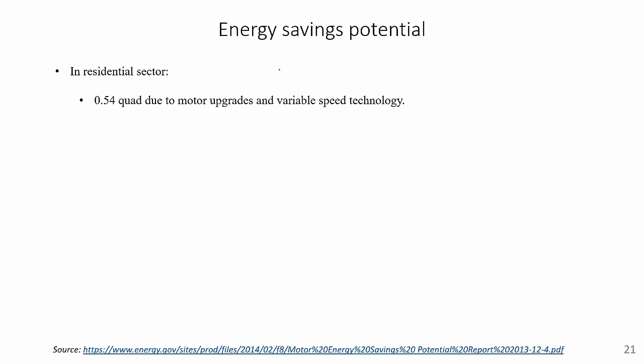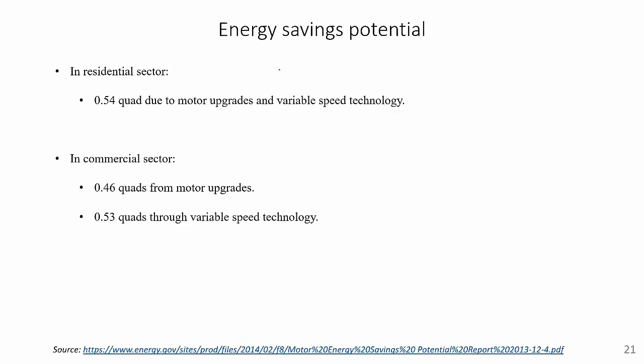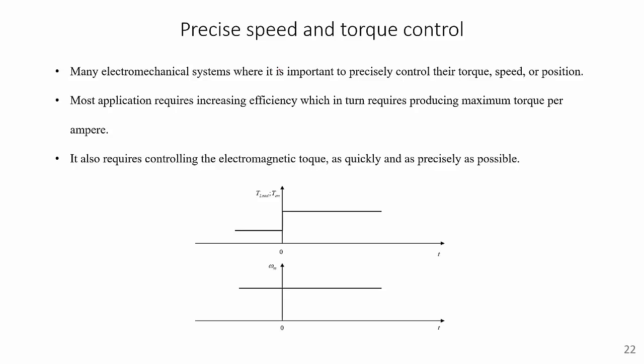In the residential sector alone, there is a potential to save about 0.54 quads due to motor upgrades and using variable speed technology. And similarly, in the commercial sector, there's a combined potential to save about 1 quads. This comes to about 3.76% of the total electricity generated in 2018 in the US. That is a significant amount of energy saving by just doing motor upgrades and variable speed technology.